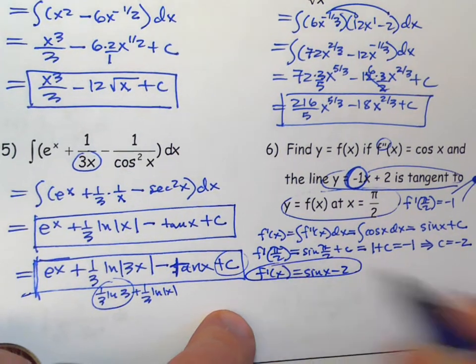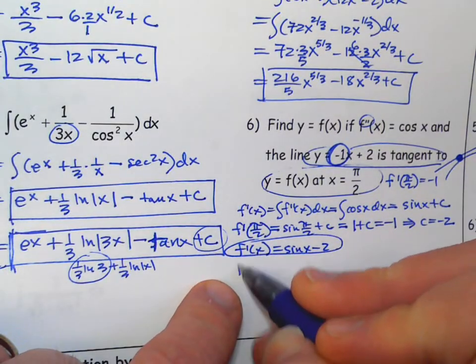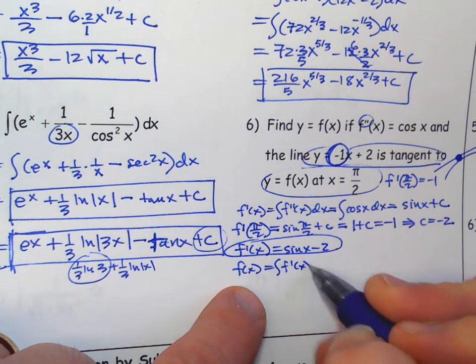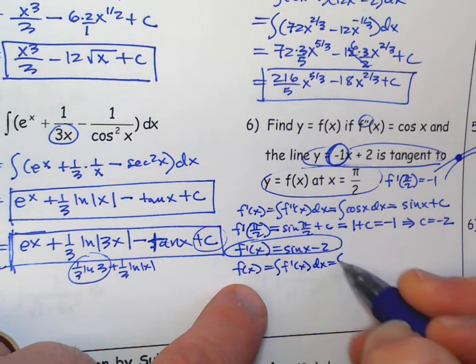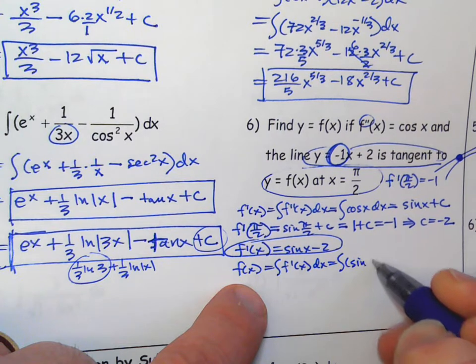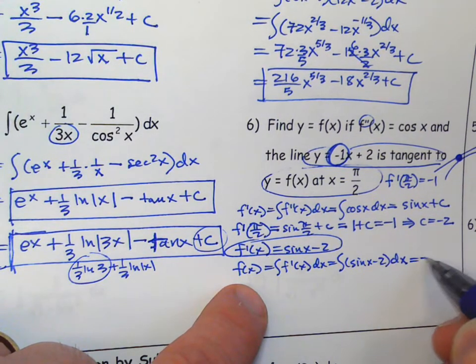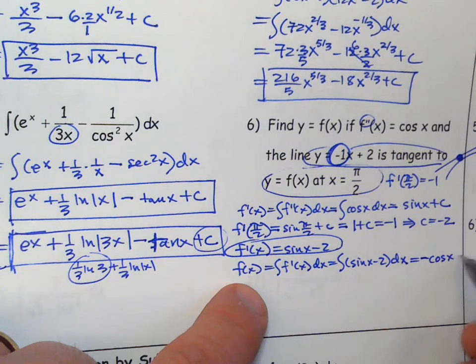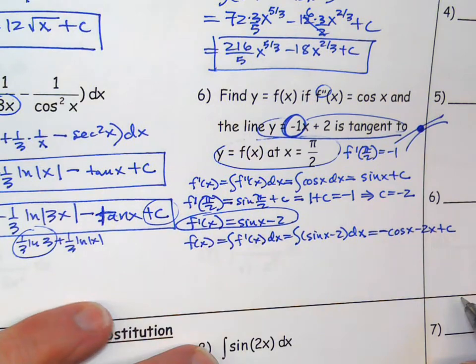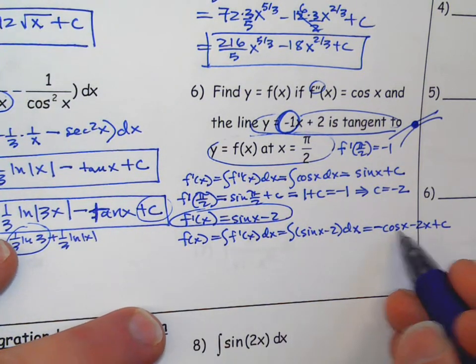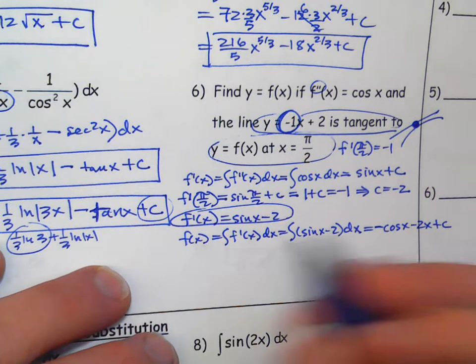So we're halfway done. So we got to do it again. F of x is the integral of f prime of x. So that's the integral of sine x minus 2 dx. So that's going to be negative cosine x minus 2x plus c. This is a different c value. Minus cosine x is the antiderivative of sine, because the derivative of cosine would be negative sine. We don't want negative, so you need an extra negative.